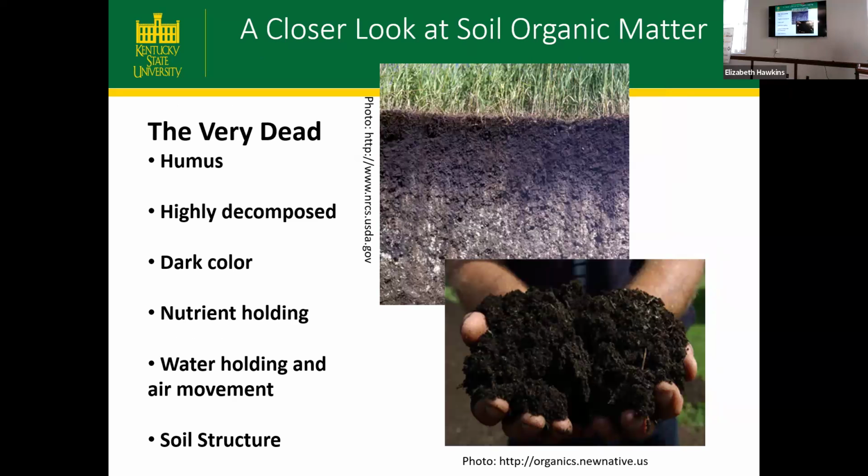Then you got the very dead, the stuff that has decomposed to the point where it's at its most basic levels of decomposition. You have really stabilized materials that, it'd be like trying to chew on a piece of rubber if you were a microorganism. It doesn't want to break down very easily, very little nutrient release, but it has a lot of the soil chemical properties. It's what provides a lot of the dark color to our soils. And this is the stuff that's nice and kind of fluffy and provides that air holding capacity and air movement and water holding capacity, and really facilitates soil structure.